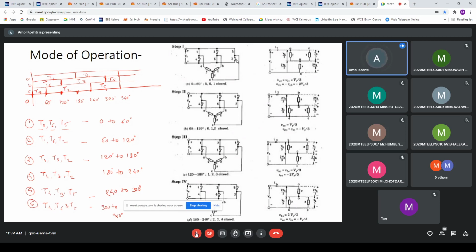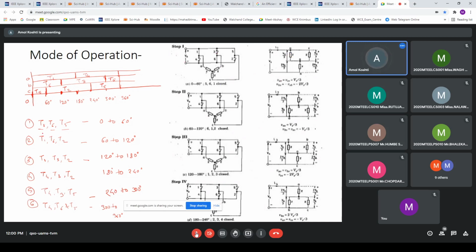Okay, so here T1 is on, then T6 is on, and here T5 is on. Based on this, we have framed this mode of operation. Here a voltage drop will take place across this load, and we can use the voltage division rule to calculate this voltage drop. We can easily calculate it.